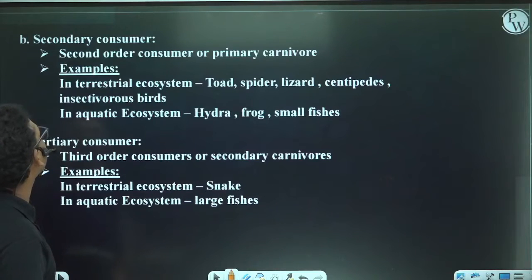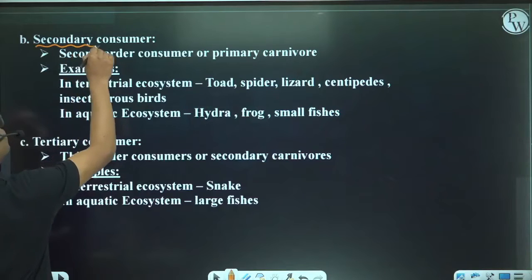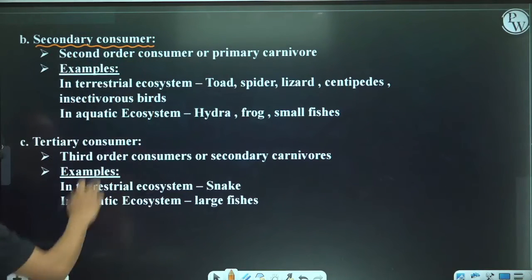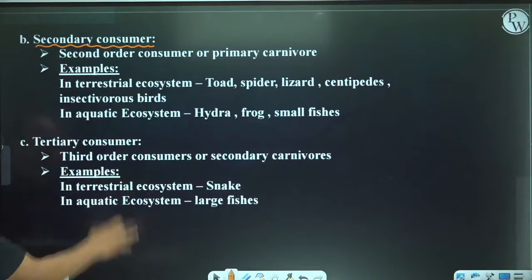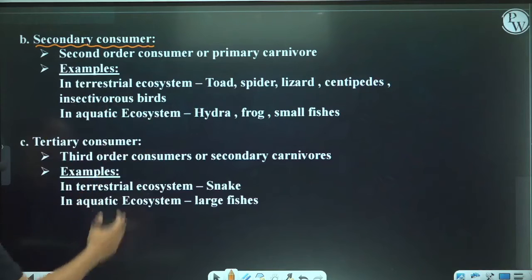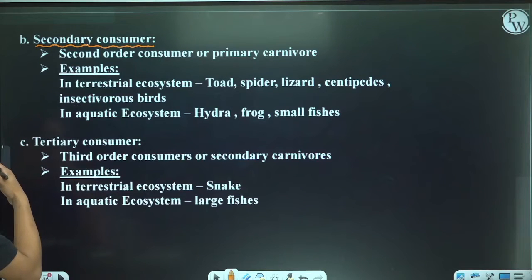Now what about secondary consumer? The secondary consumers are those consumers which feed on primary consumers, and they are called second order consumers or primary carnivores. In terrestrial ecosystem, some examples of secondary consumers are toad, spider, lizard, centipedes, insectivorous birds. In aquatic ecosystem I can take the example of hydra, frogs, small fishes.